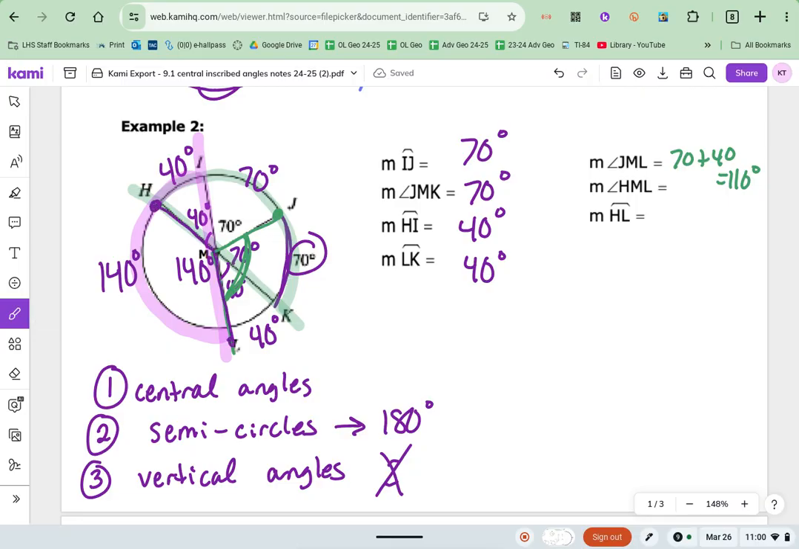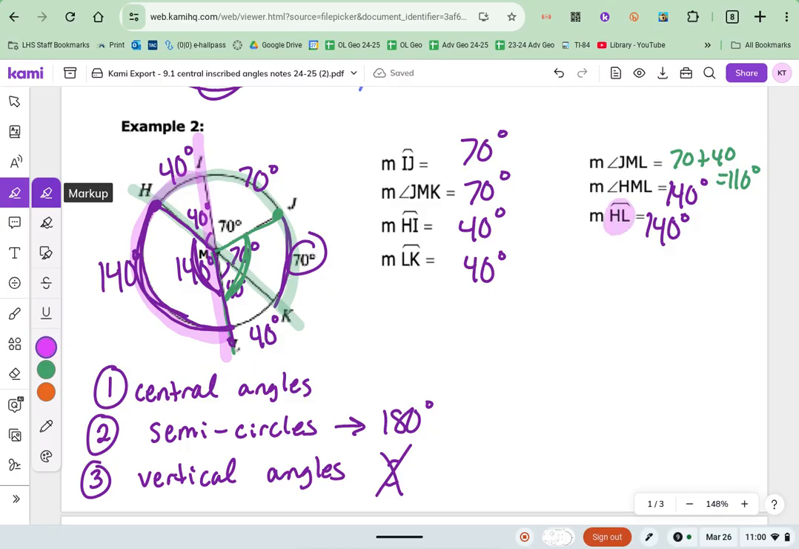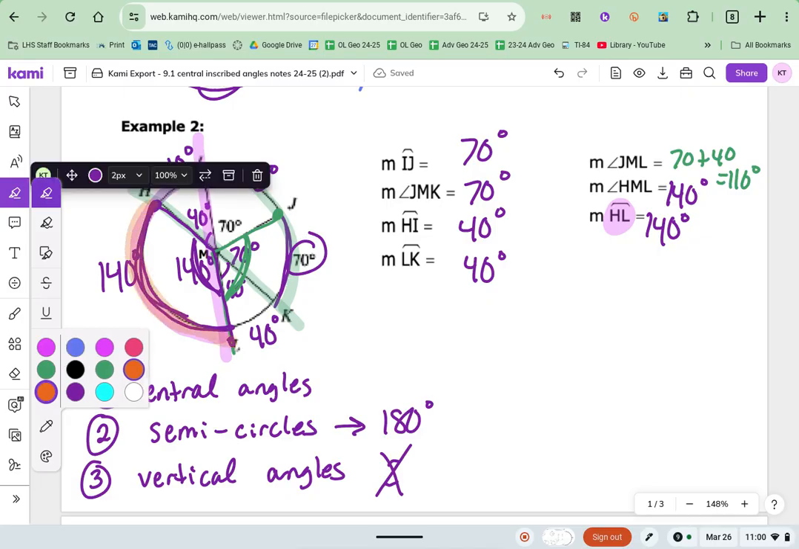Just one note, whenever you see an arc named with two letters like HL, that means you're going the short way around on your circle. So that's why you know to go this way and not take the other direction around your circle and add multiple arcs together. Because when it's only named with two letters, it's a minor arc, so that means it's less than 180 degrees. Okay, you guys okay so far?